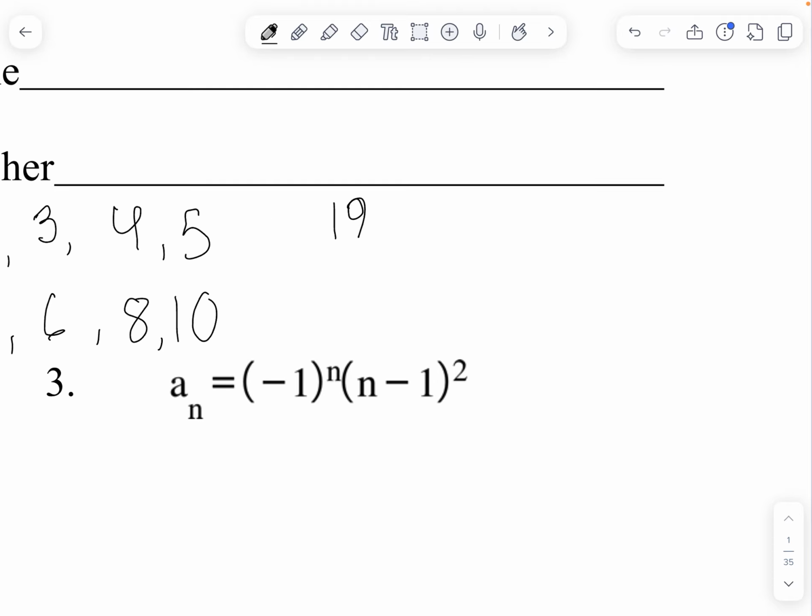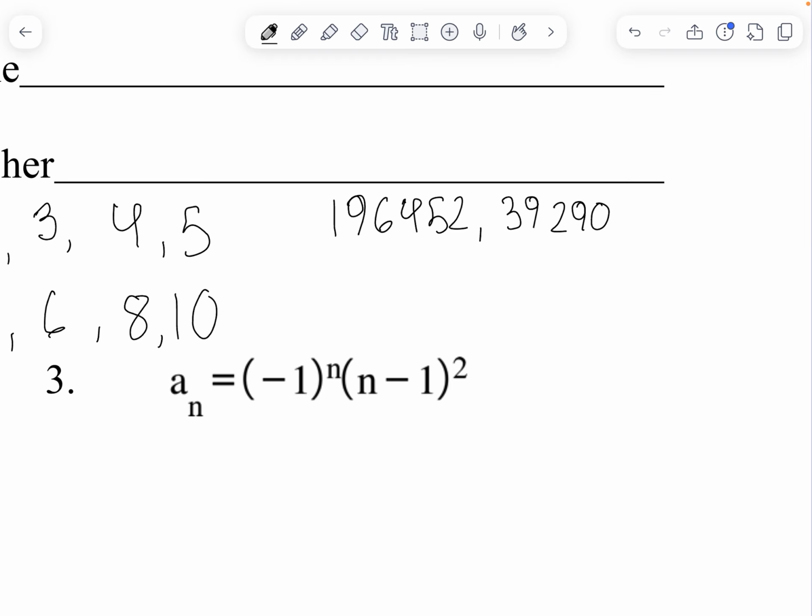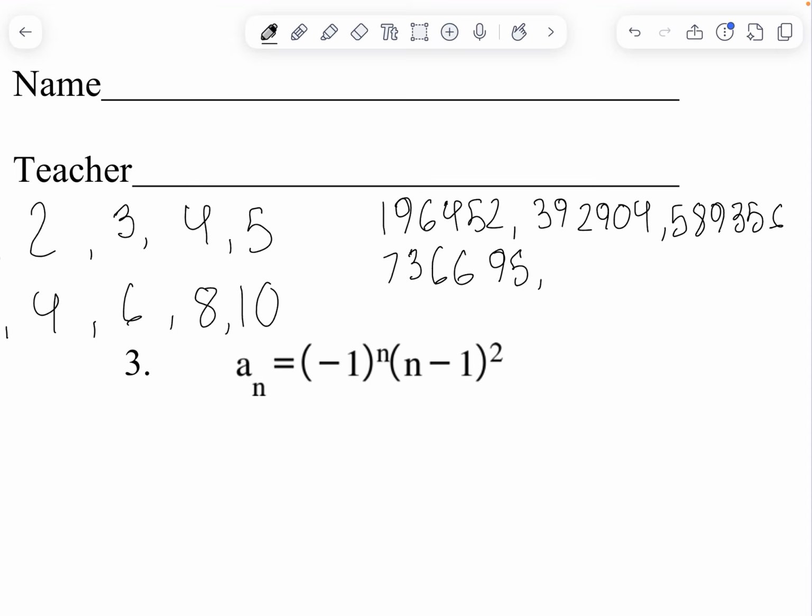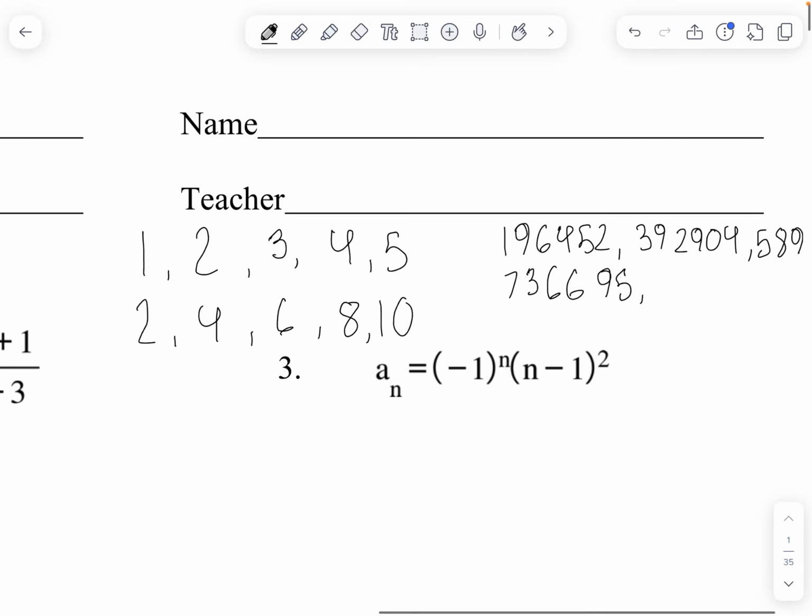Hang on. Let's pick some random number. 1, 9, 6, 4, 5, 2, 3, 9, 2, 9, 0, 4, 5, 8, 9, 3, 5, 6, 7, 3, 6, 9, 5, and the fifth term is getting too large. Okay, so those are some examples of arithmetic sequences.